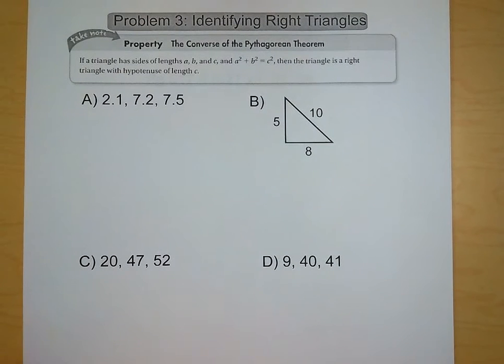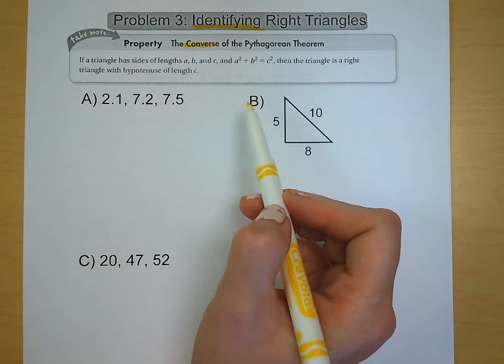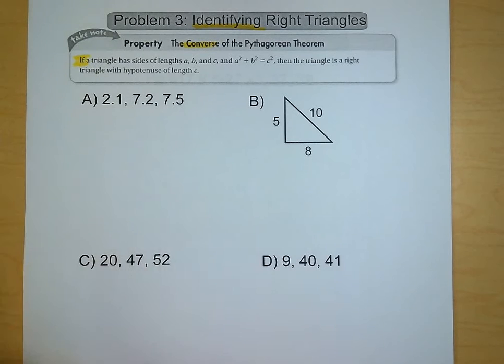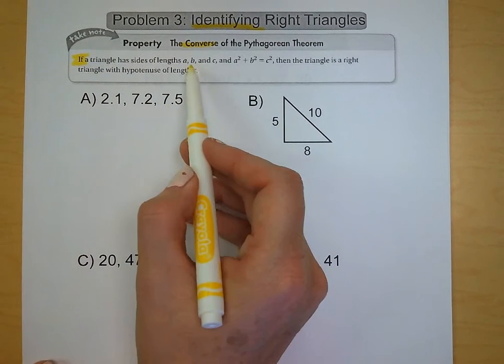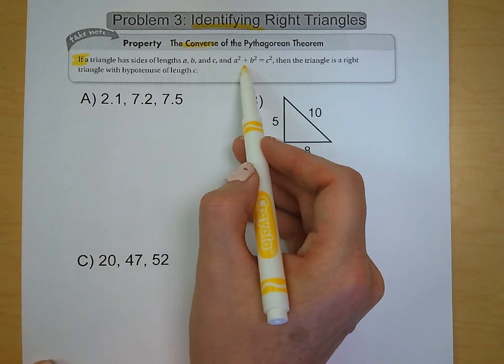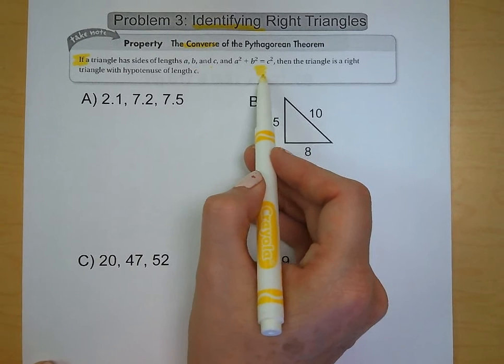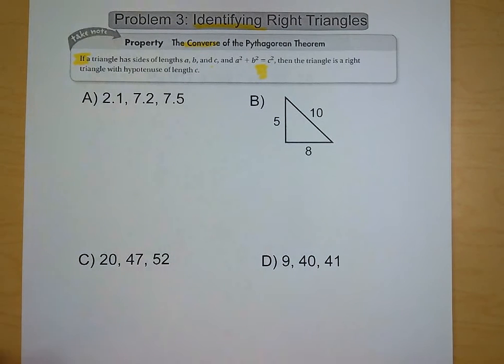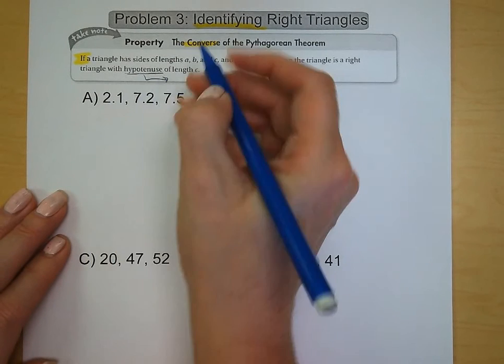Problem 3, we are going to use the converse of the Pythagorean theorem. So now we're going to work our way backwards. And the converse says that if a triangle has sides of lengths a, b, and c, and a squared plus b squared is equal to c squared, then the triangle is a right triangle with a hypotenuse of c. Now remember what I said at the top of the show. We've got our hypotenuse is the longest side.